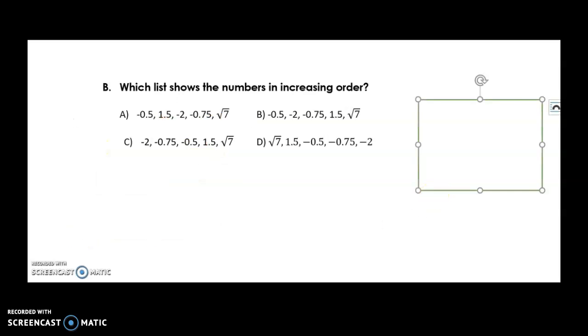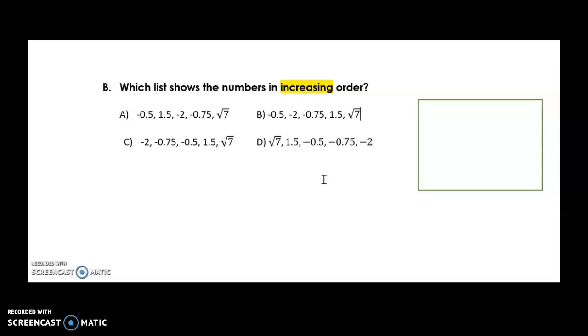Okay, so last problem. You might also be asked or given some options to look at. So this problem says, which list shows the numbers in increasing order? The very first thing you need to look at is the vocabulary. So it is saying increasing order, which, as you know from that organizer, means going from the smallest value to the largest value. So let's take a look at our options.